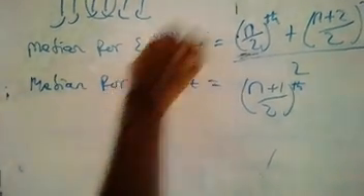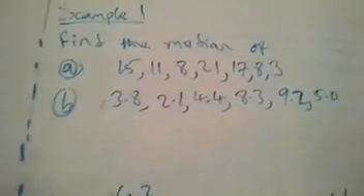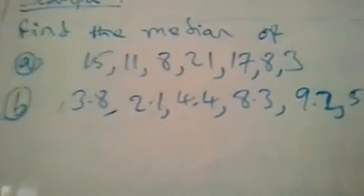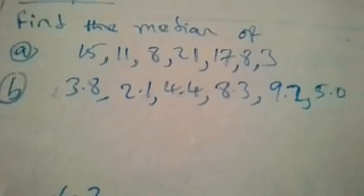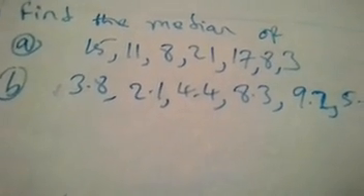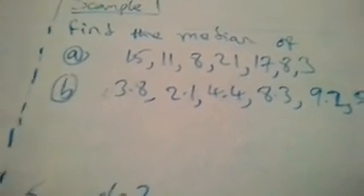Now look at this example. Example 1. Find the median of 15, 11, 8, 21, 17, 8, and 3. Let's look at how we can determine the median of that set of numbers. Solution: we have 15, 11, 8, 21, 17, 8, and 3.